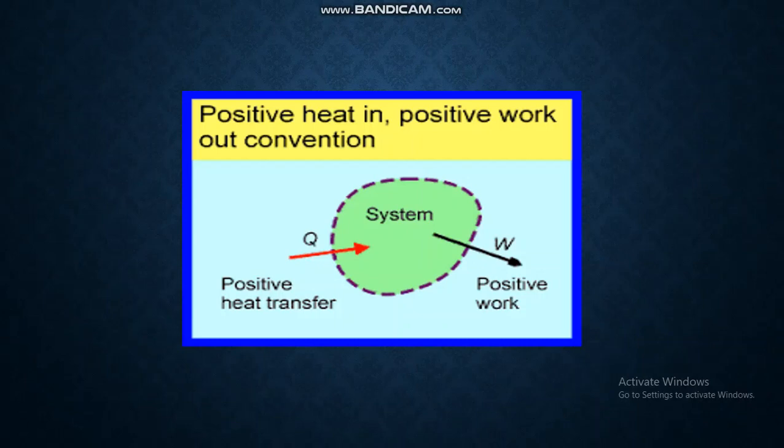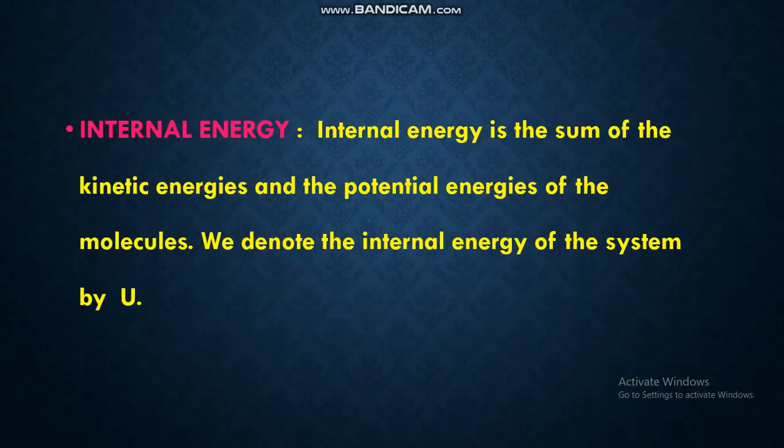Similarly, in any system we can see how the heat transfer as well as work both will be happening. So you can see positive heat transfer. Similarly, how the work is exchanged between the system and surroundings. Next one is internal energy. Internal energy is the sum of the kinetic energies and the potential energies of the molecules. We denote the internal energy of the system by the symbol U. This internal energy is very important in chemical engineering thermodynamics.